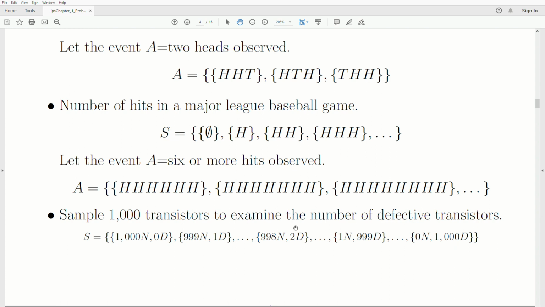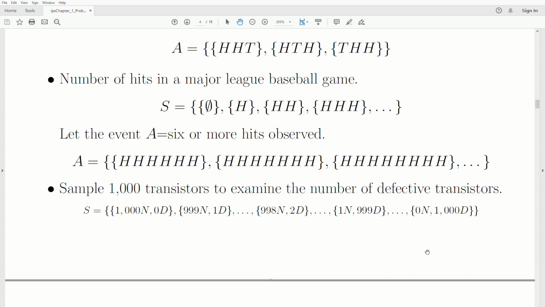Then the next element would be where there's 2 defectives, and then we'd have to list each element, of all the combinations where you could have 2 D's in there, 2 defectives and 998 non-defectives. And then this keeps going until we get to all 1,000 are D's, all 1,000 are defectives. And so that's the sample space. It's all possible outcomes.